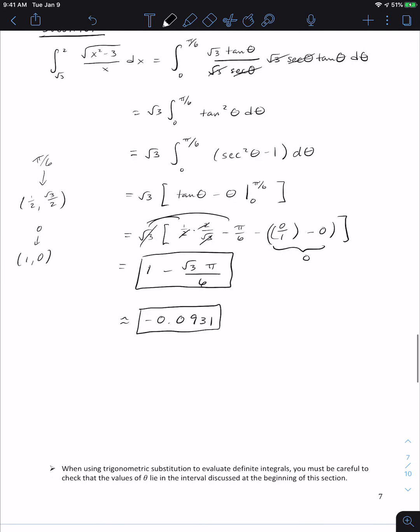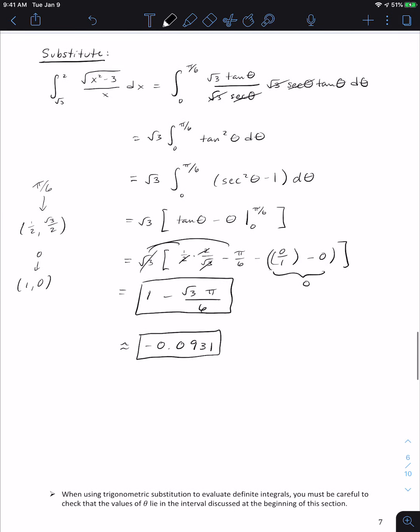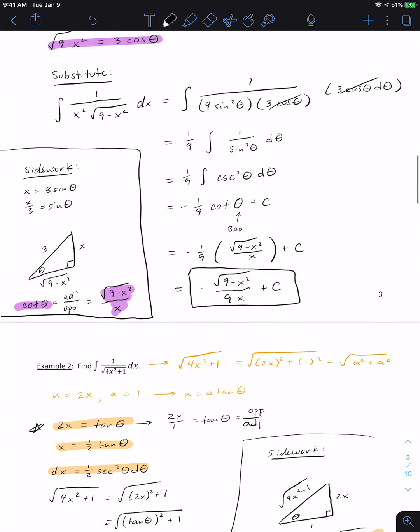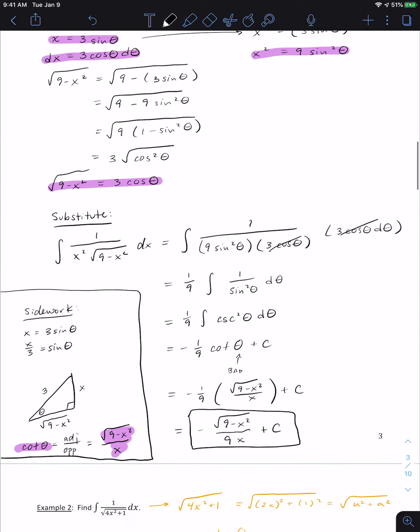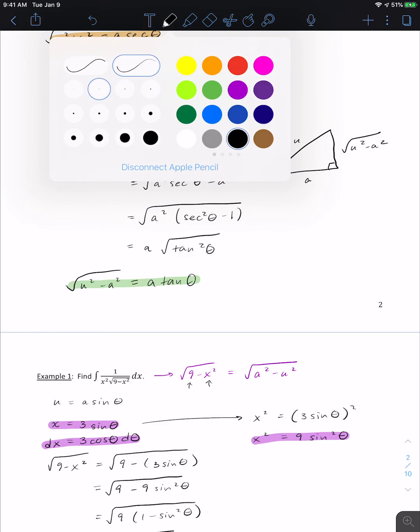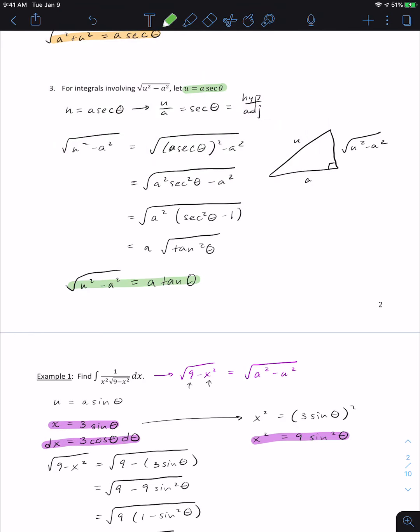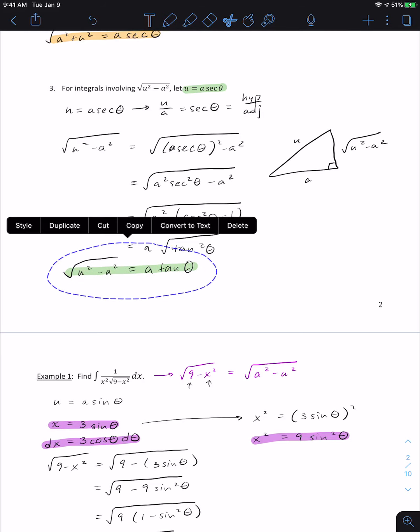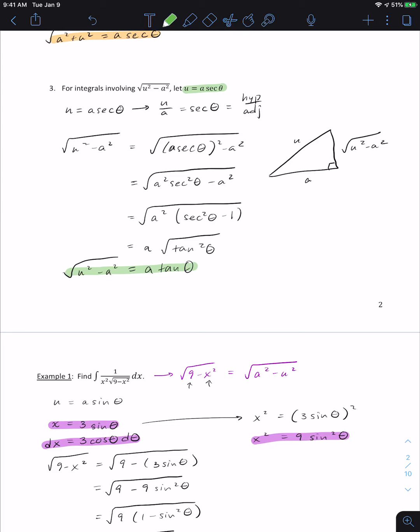Okay. So again, when using trig substitution to evaluate definite integrals, you must be careful to check that the values of theta lie in the interval discussed at the beginning of the section, which I actually kind of forgot to discuss here. In this case, I should have mentioned in the secant case here, this we have to be a little bit careful with. So here I got to be careful. This was fine, but it was only fine for certain values.